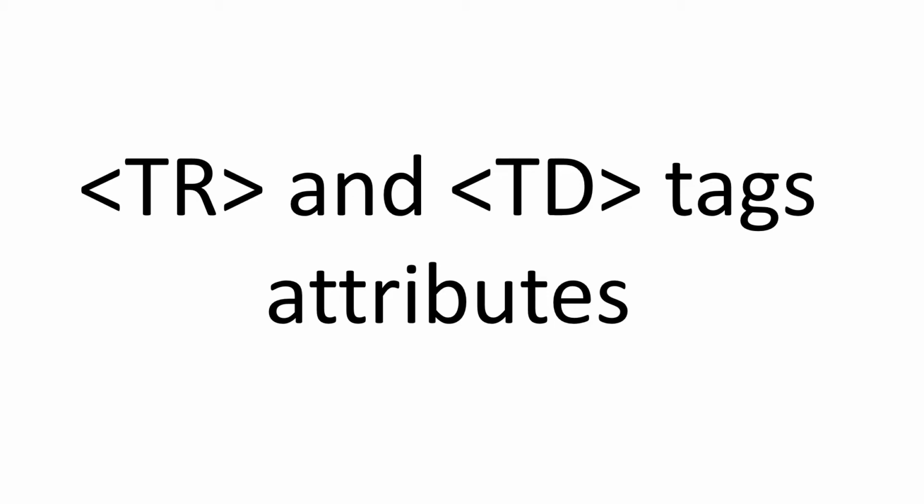Okay, whatever changes we want, suppose we want changes to be done in a particular cell of the table, then we have to specify the attributes in the table row tag and in the table data tag. Okay, so let us see quickly how we shall use this table row and table data tags in the HTML code.